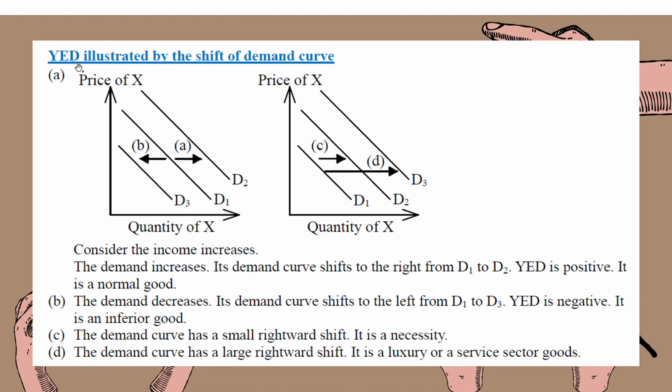And then YED can also be illustrated by the shift of the demand curve. Remember, when you have demand D1 and income increases, your demand may increase for a normal good. And your demand might decrease if it is an inferior good. So A is the normal good and B is the inferior good. So how do you distinguish luxury and necessity? By the degree of change. Starting from D1, if it is a luxury, it changes a lot when income increases. It changes only a little bit for manufactured goods, primary sector goods, or even necessities.